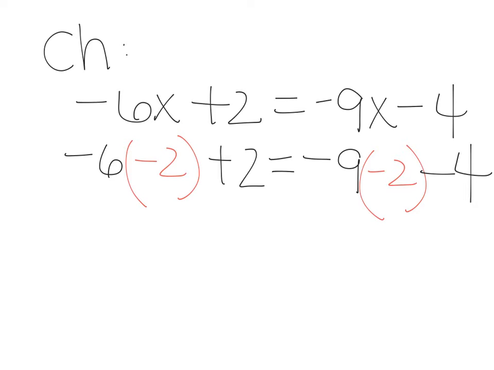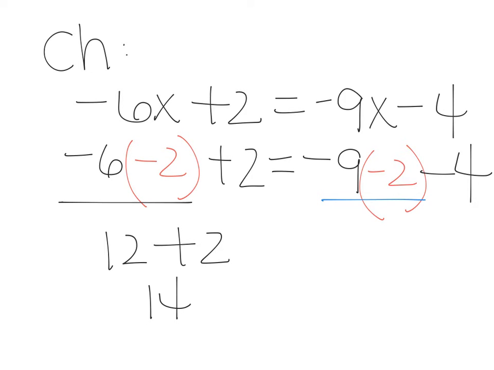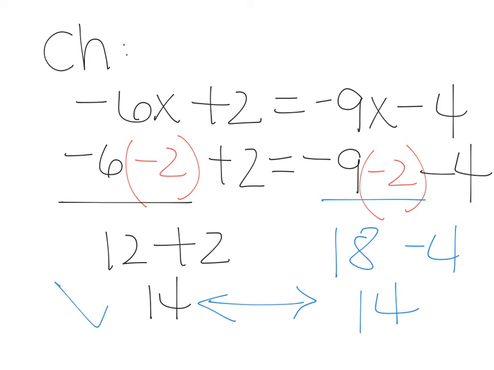So on the left side, I'm going to do negative 6 times negative 2 first, which is positive 12, plus 2, that's 14. And on the right-hand side, I'm going to do negative 9 times negative 2, which is 18, minus 4, which is also 14. Since these two numbers are equal, that tells me I did the problem right, so I know this problem checks out. All right, moving on to problem number 2.